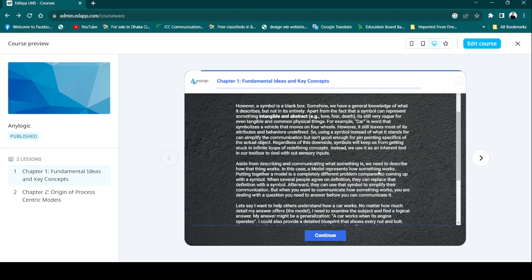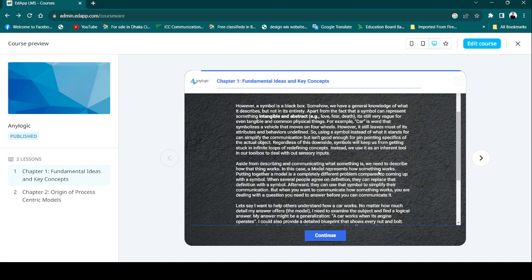However, a symbol is a black box. Somehow we have a general knowledge of what it describes, but not in its entirety. Apart from the fact that a symbol can represent something intangible and abstract like love, fear, death, it's still very vague even for tangible and common physical things. So let's consider an example. Car. We know car is a word that symbolizes a vehicle that moves on four wheels. However, it still leaves most of its attributes and behaviors undefined.